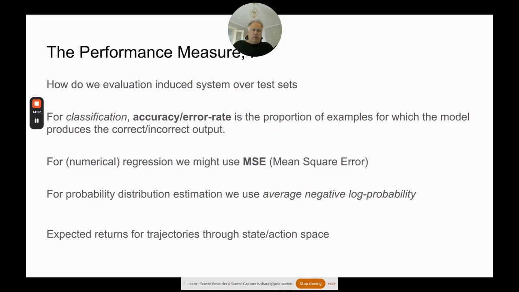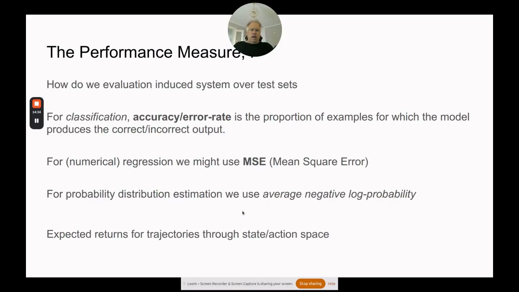Right. Okay. So we'll come to that. We'll come to this issue because it's a little bit confusing to say average negative log probability. That could be a little confusing, but we're going to get to the bottom of that, I promise.